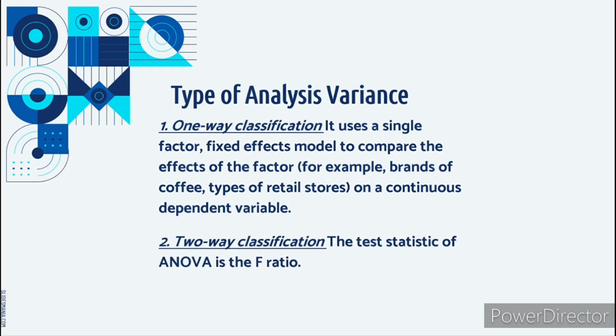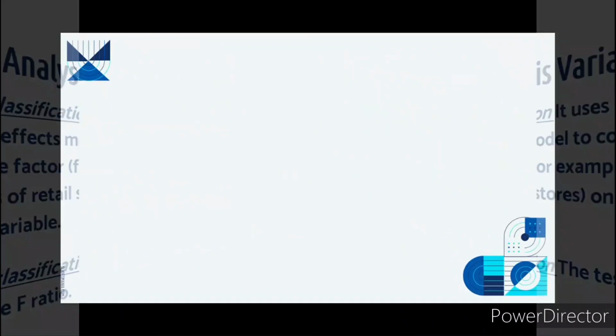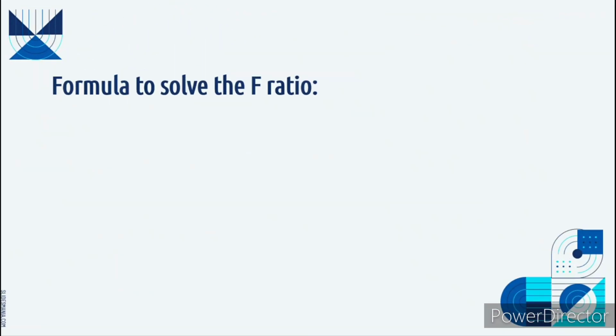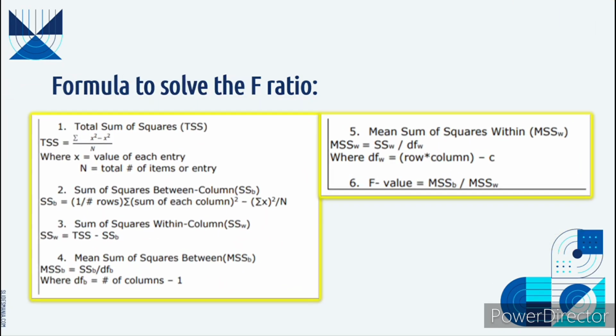Two-way classification. The test statistic of ANOVA is the F ratio. Ito yung una, yung one-way classification, madali lang kasi given yung iyong mga hahanapin. For the second one, meron tayong formula na gagamitin. Here's the formula for our F ratio. I think we have 6 steps.